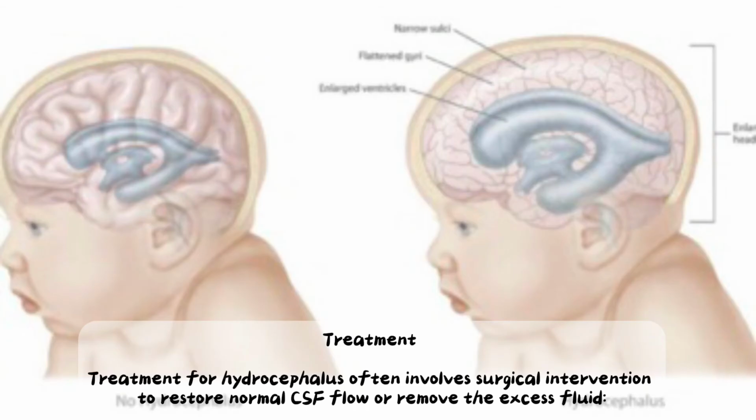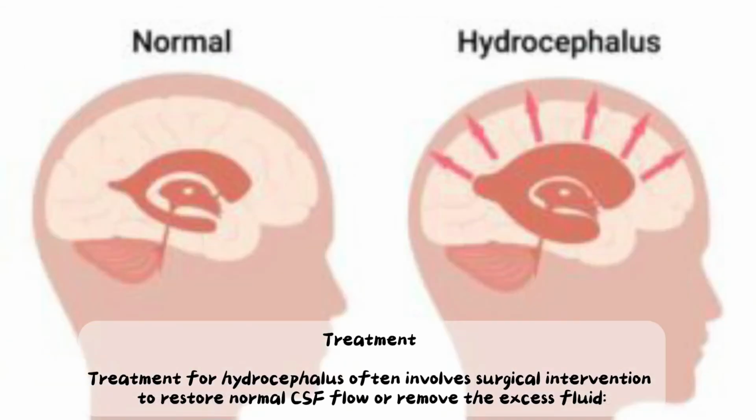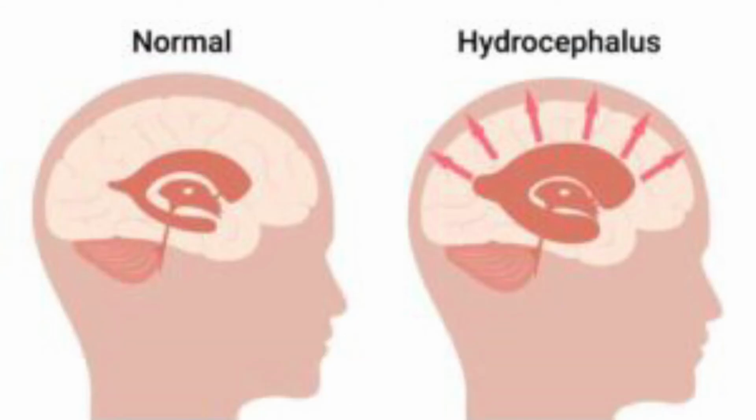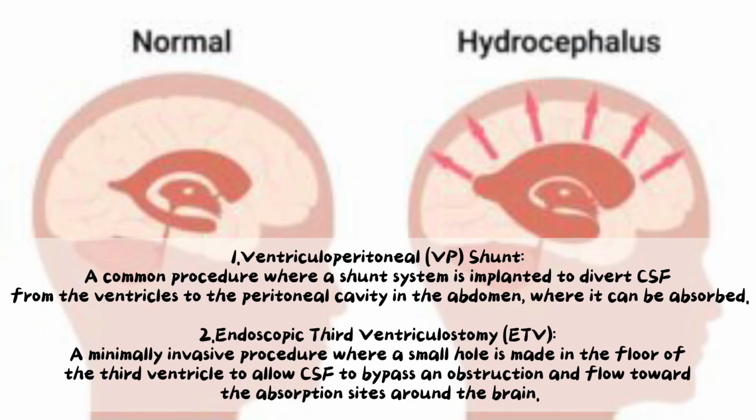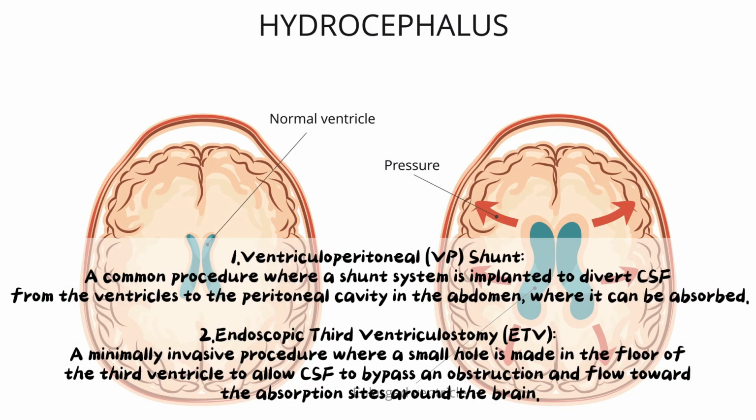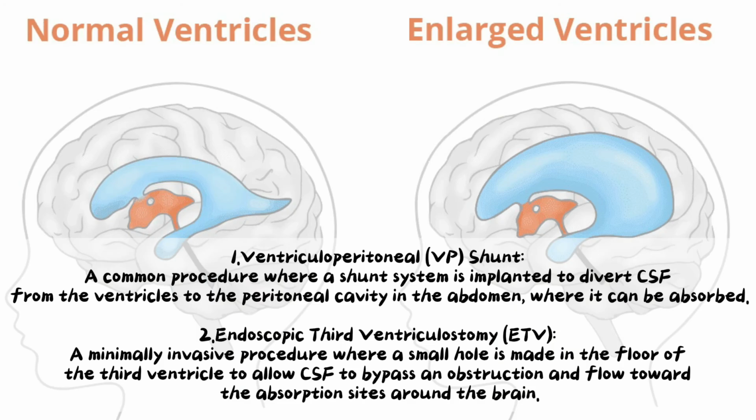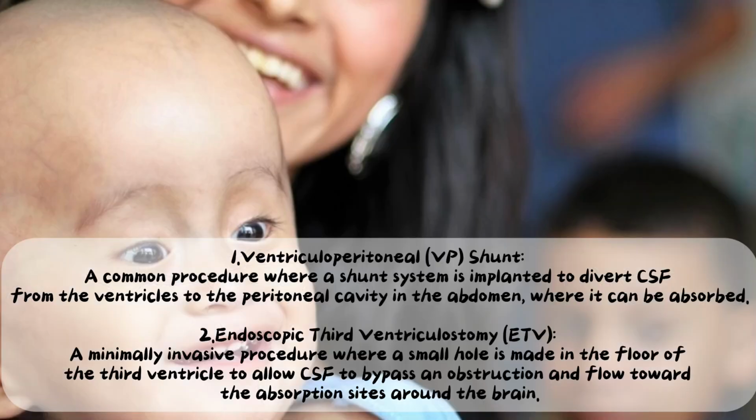Treatment: treatment for hydrocephalus often involves surgical intervention to restore normal CSF flow or remove the excess fluid. 1. Ventricular peritoneal (VP) shunt, a common procedure where a shunt system is implanted to divert CSF from the ventricles to the peritoneal cavity in the abdomen, where it can be absorbed. 2. Endoscopic third ventriculostomy (ETV), a minimally invasive procedure where a small hole is made in the floor of the third ventricle to allow CSF to bypass an obstruction and flow toward the absorption sites around the brain.